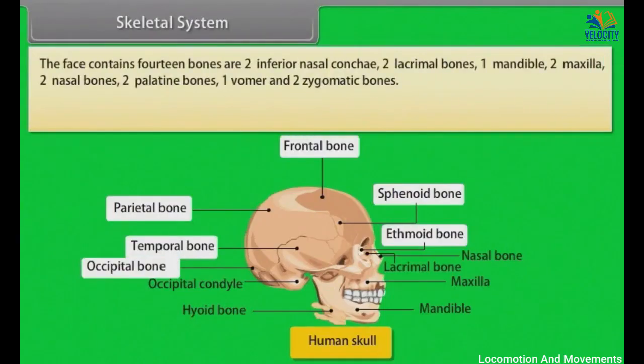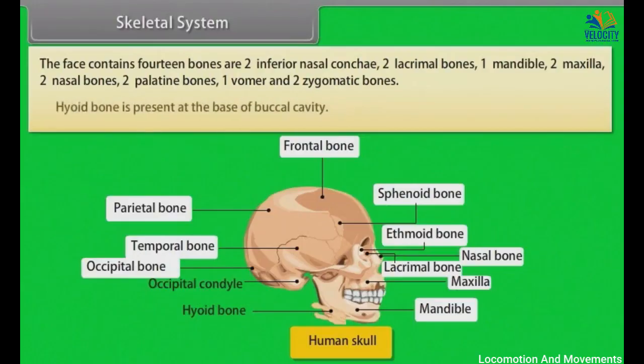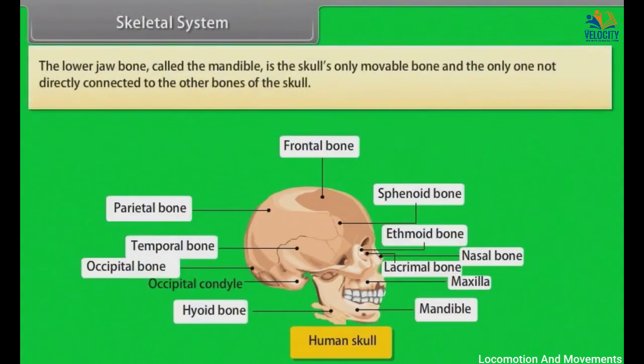The face contains 14 bones: 2 inferior nasal conchae, 2 lacrimal bones, 1 mandible, 2 maxilla, 2 nasal bones, 2 palatine bones, 1 vomer, and 2 zygomatic bones. Hyoid bone is present at the base of the buccal cavity. The lower jawbone, called the mandible, is the skull's only movable bone, and the only one not directly connected to the other bones of the skull.